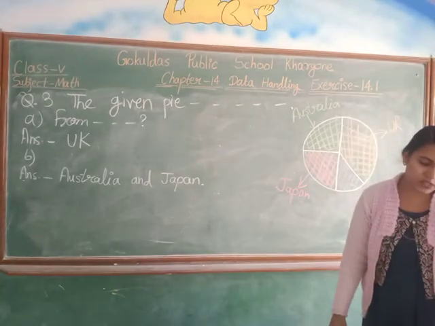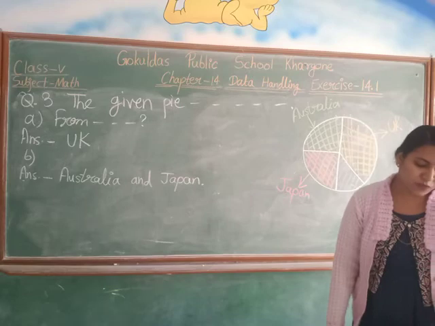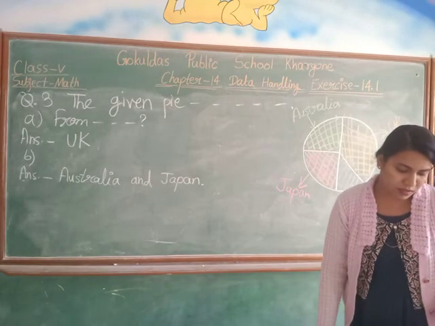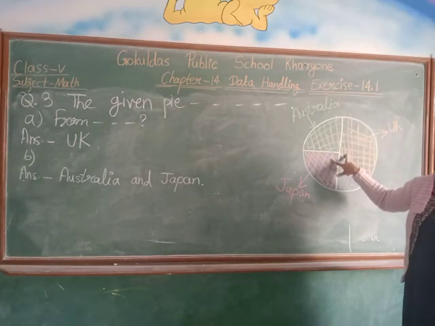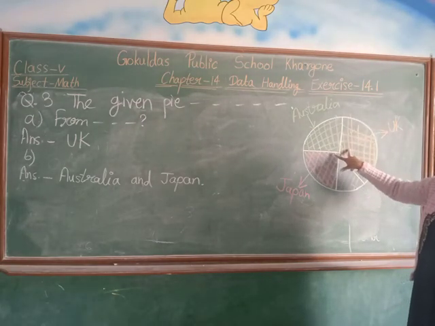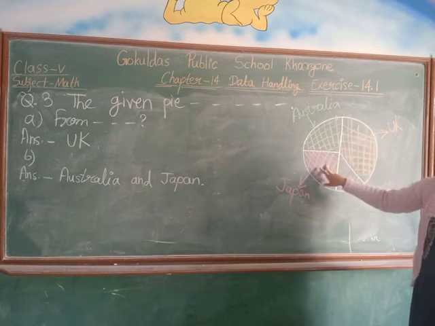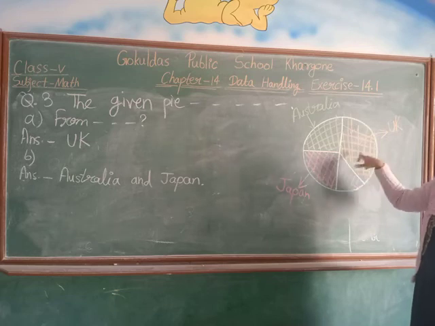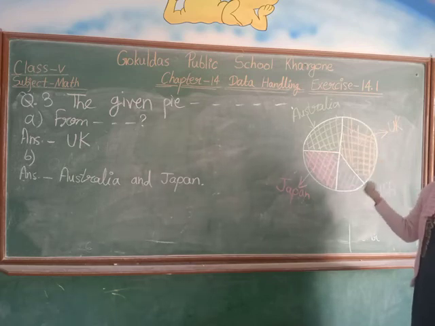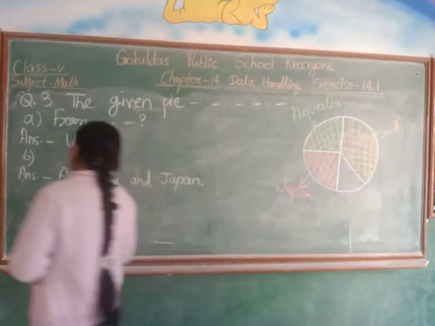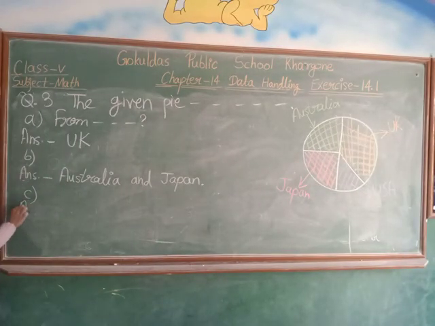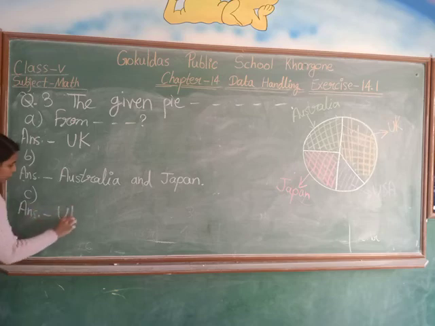Okay. Now the next question, question C. Tourists from which country are more, the UK or Japan? Compare the UK and Japan. Compare these two parts of the pie chart. And now tell me, from which country more tourists came? From Japan or UK? Observe the chart and give me the answer. From UK, as the shaded portion is more. So the answer for question C is UK.